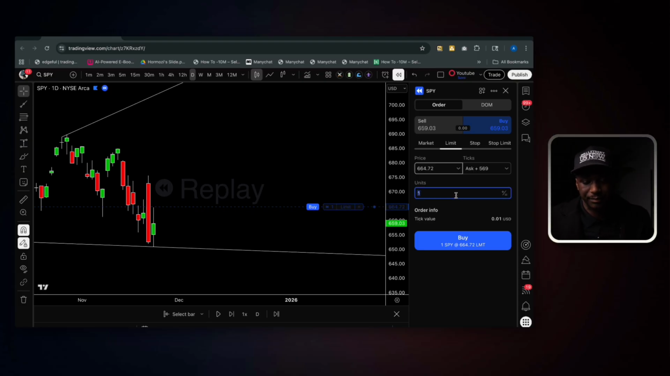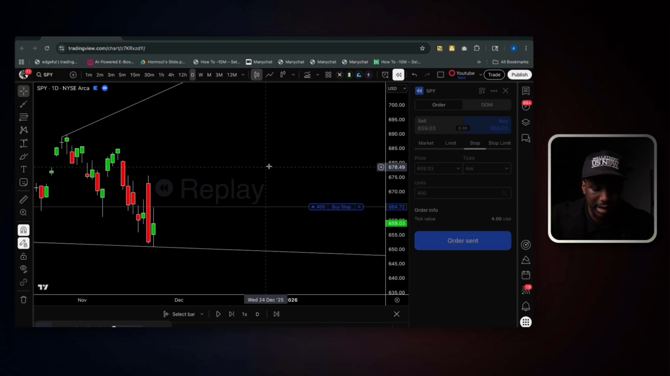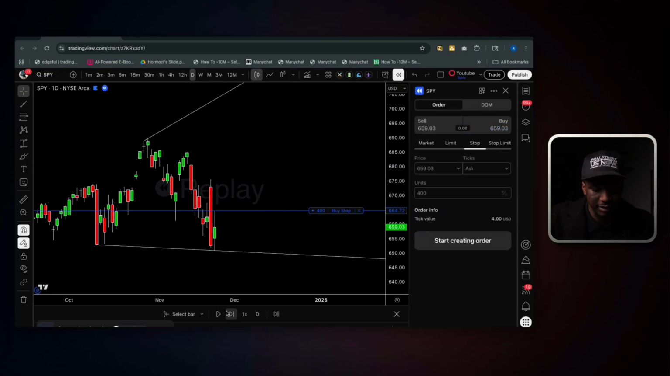So let's just say, because I have 4 contracts, let's just say I get 400 shares of SPY, for example, right? And we'll do like a buy stop just so it can be above it. So let's just play this out and see what this looks like.